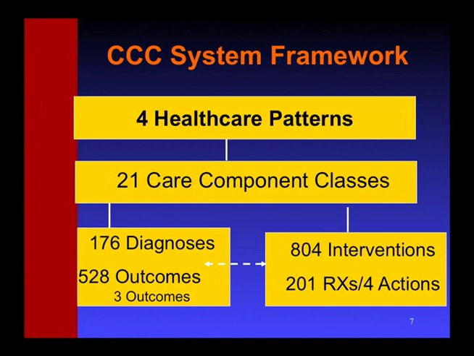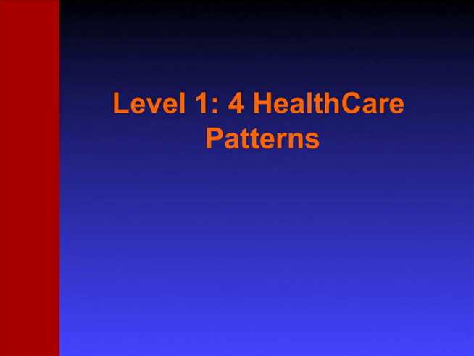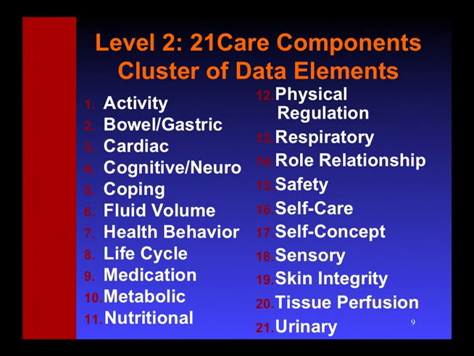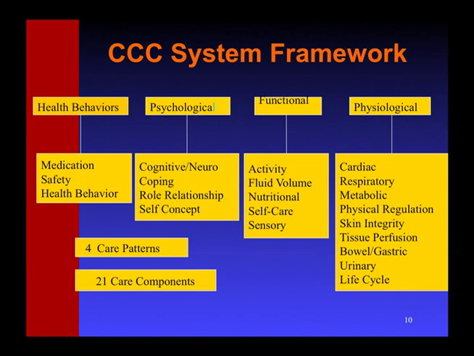To review, the CCC consists of a 4-level framework which allows data to be aggregated upward as well as parsed downward to atomic level data elements. The first level consists of the 4 healthcare patterns. The second level consists of 21 care components which are used to classify the nursing terminologies. As you can see, each of the 21 care components is categorized as the healthcare pattern.